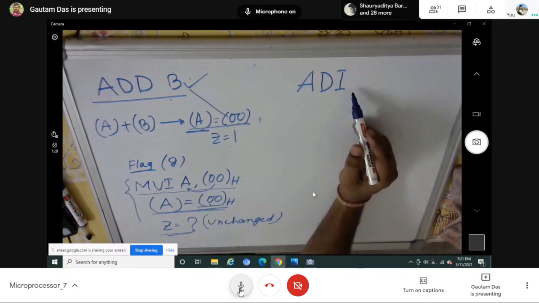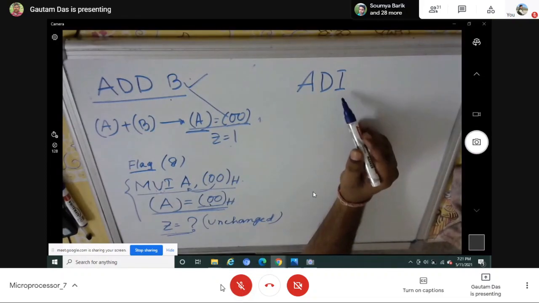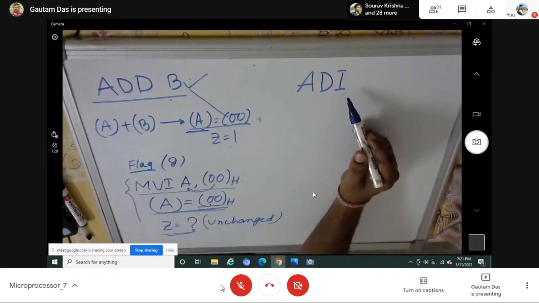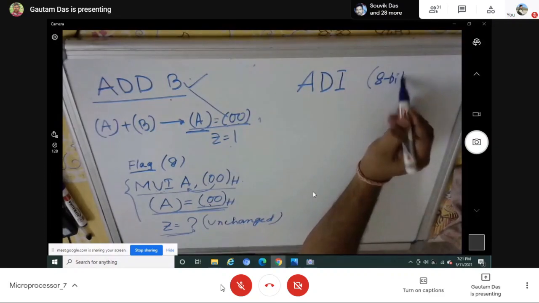Sir, that number. That means you have to write the data directly with the instruction, because an immediate instruction needs data directly. How many bits of data? Whether we write 16-bit or 8-bit data, you know that 8085 is an 8-bit processor, so it can perform addition on 8-bit data only. So with this instruction, the operand will be 8-bit data.